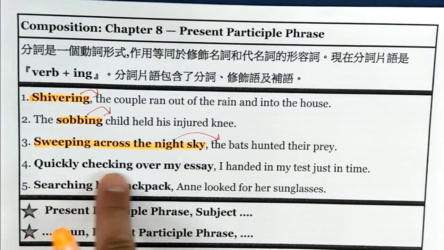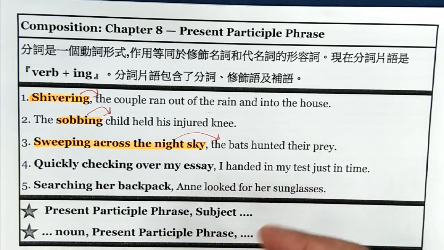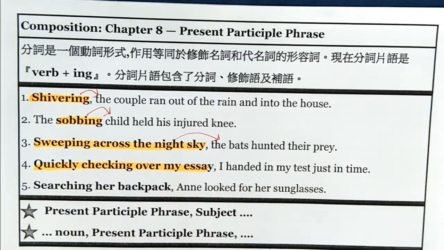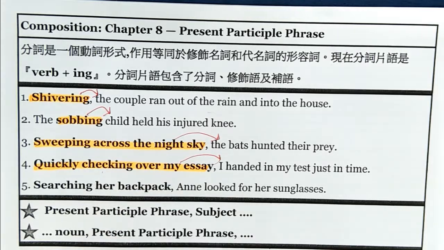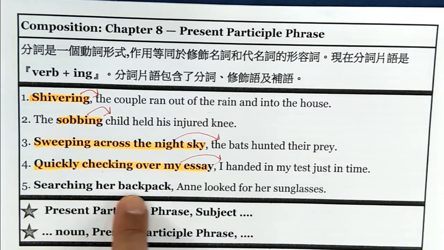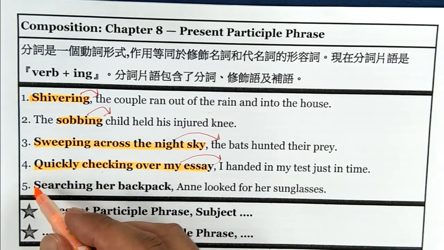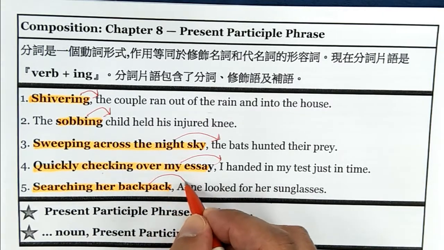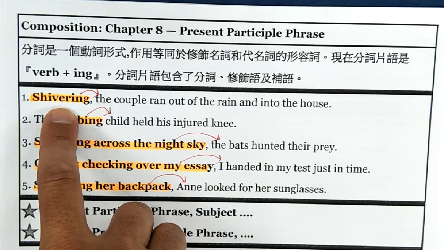Number 4, quickly checking over my essay, I handed in my test just in time. Well, who is quickly checking over his essay? Well, I am. And there's verb ing. Searching her backpack, Annie looked for her sunglasses. Okay, well here's verb ing, searching her backpack. That tells us who is doing this? Annie. Annie's doing that. All right, these are all examples of the present participle phrase.